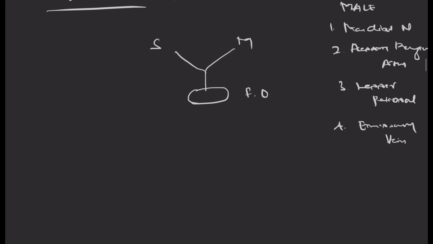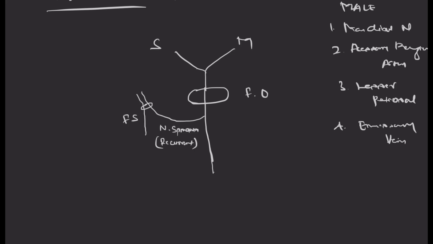So once it enters the foramen ovale, it forms the trunk of the mandibular nerve. It gives a branch which enters into the foramen spinosum. This is the foramen spinosum. This branch is called nervus spinosus, which is also called the recurrent branch of the mandibular nerve.